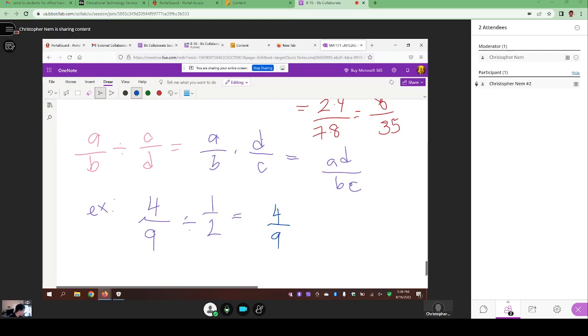4/9 times 2 over 1, because I change it. I keep the same term. I change division to multiplication, and then I flip the second term, or reciprocate. And I'll turn into 8 over 9. That is how we do division.